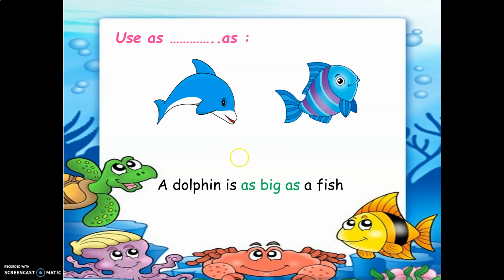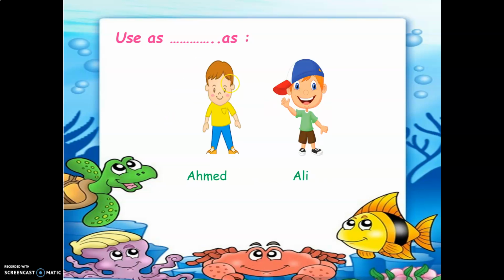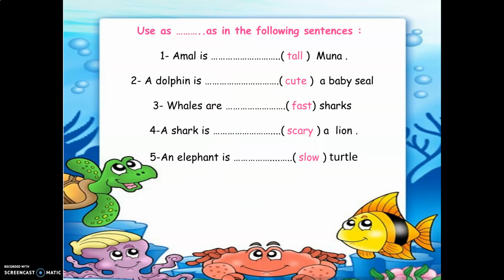Now we have a dolphin and a fish. A dolphin is as big as a fish, for example. Here we have Ahmed and Ali. We will use as adjective as. We have the adjective tall. Ahmed is as tall as Ali.